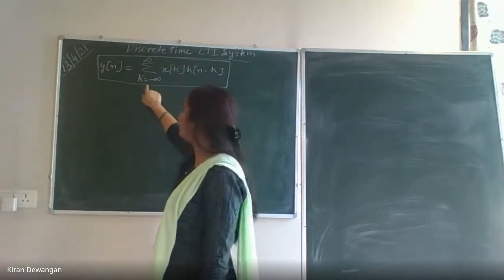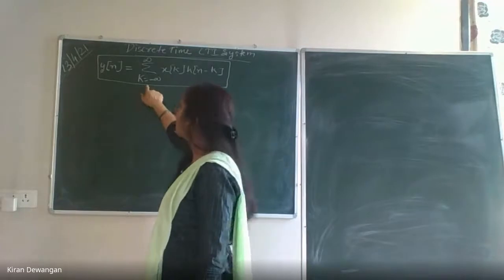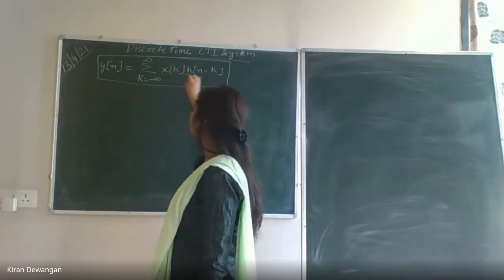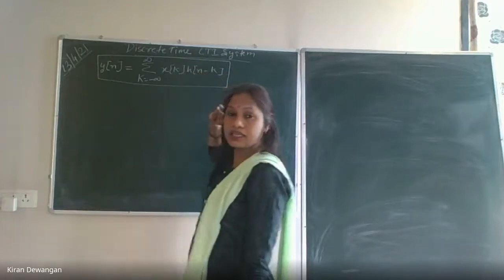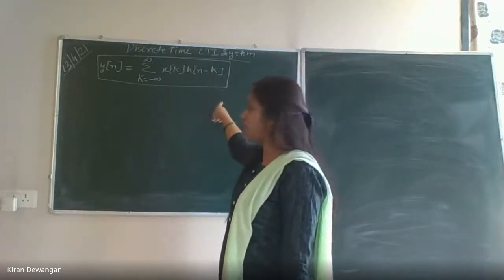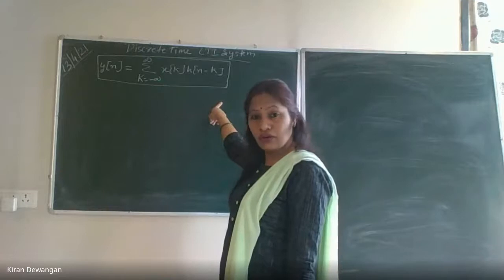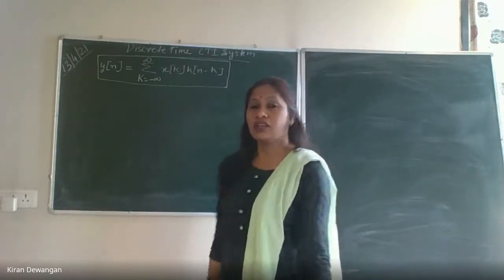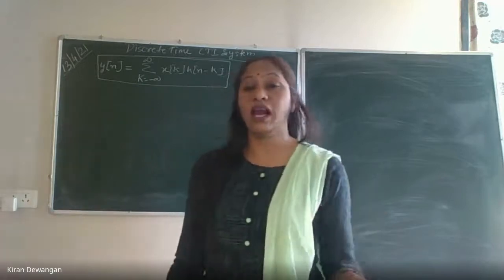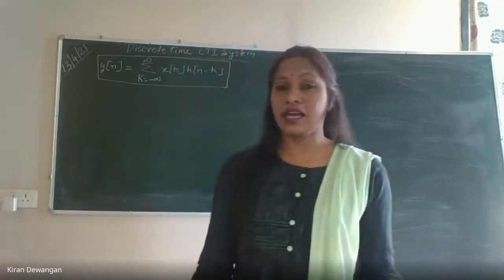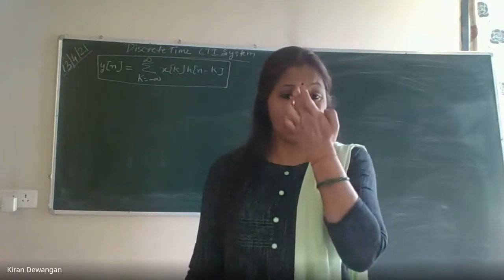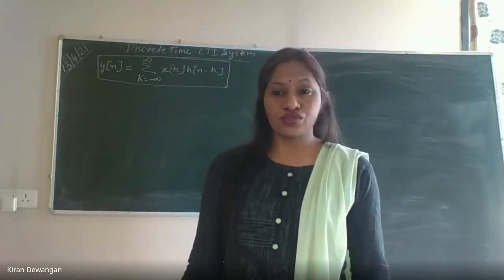The variable here is k. Okay? k is from minus infinity to infinity. x of k is taken, then h of n minus k. So this is how we'll write the formula for calculation of y of n in discrete time LTI system. Now the rest of the properties that we have studied for continuous time LTI system will be the same for discrete time LTI system. The only thing is that here it will be in terms of discrete.